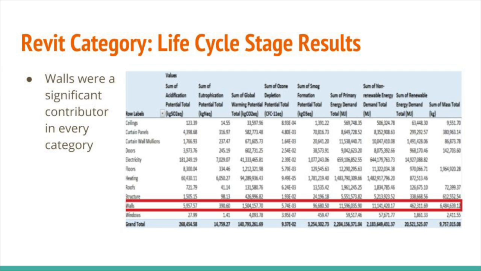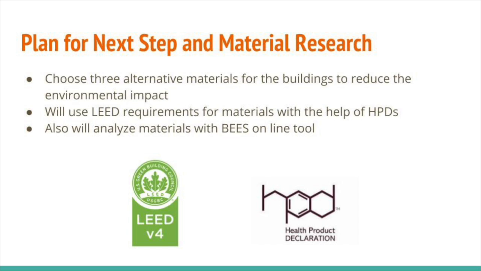especially mass, once again. Based on these results, our plan for the next phase of this project is to choose 3 alternative materials for the building so as to reduce the environmental impact that we've shown through these results. We plan on following the LEED guidelines in terms of materials and helping with HBDs. And with that, we'd also like to analyze the materials with the BEES tool and hope to take it from there.